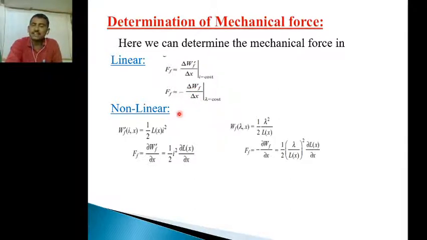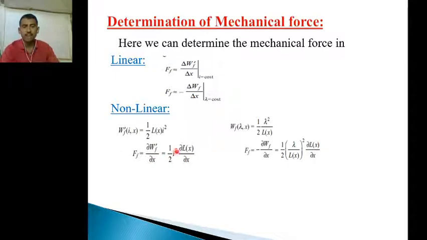In the case of the non-linear function, these functions we already discussed in our previous class. The co-energy function, which can be represented as a function of I comma x, is equal to half of L(x) into I square. Why? Because we can represent the function in terms of I. Whereas if you go for the field energy representation, we have to represent it in terms of λ. The derivations we already saw in our previous discussion. What does the derivation mean? Ff is equal to ∂W'f by ∂x. So we can differentiate this equation with respect to x.